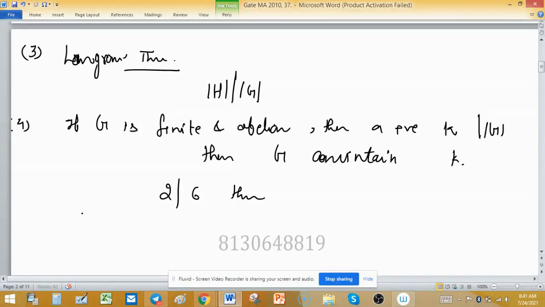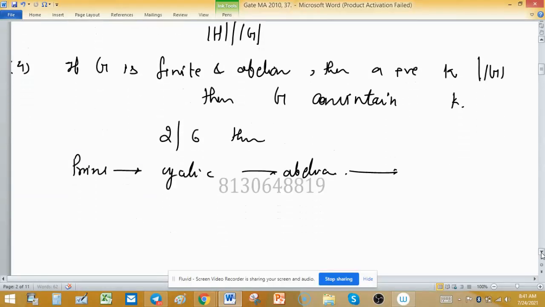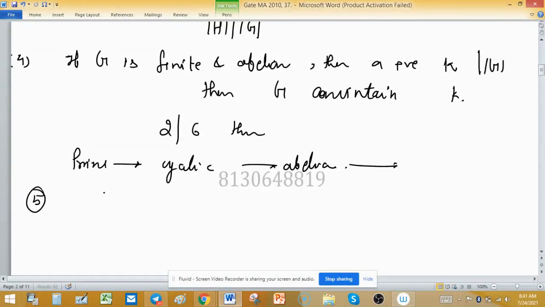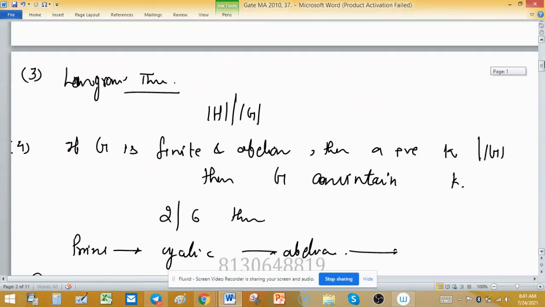This is fact 4. And we normally know that a group of prime order is cyclic and cyclic groups are abelian. You can recall this, it may or may not be used. And fact 5 is, transpositions are self-inverse. So these are a few facts related to this problem.